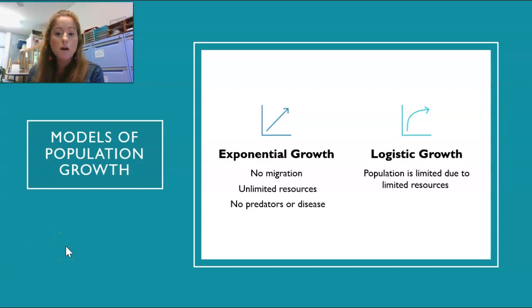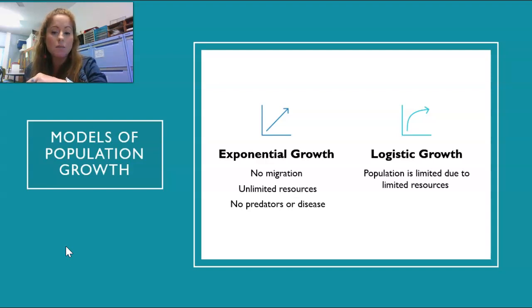We have two models of population growth. The first one is exponential. In exponential, we have no migration, so we're assuming that no one is migrating. We're assuming that all resources are unlimited. We're also making other assumptions in this model, which is that there must not be any predators or disease or anything controlling the population growth. And so the growth is exponential growth.